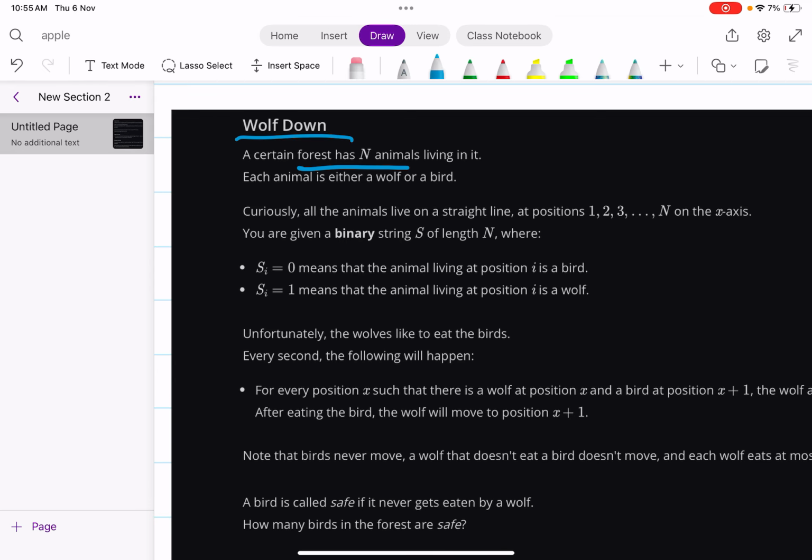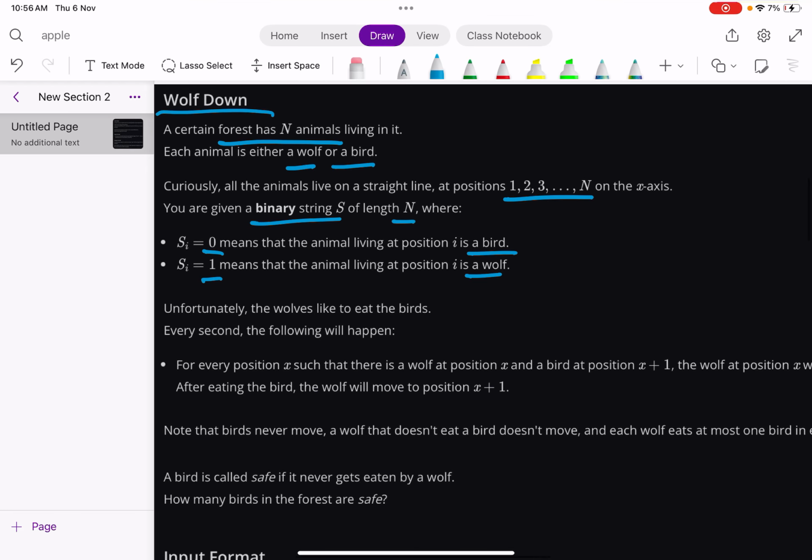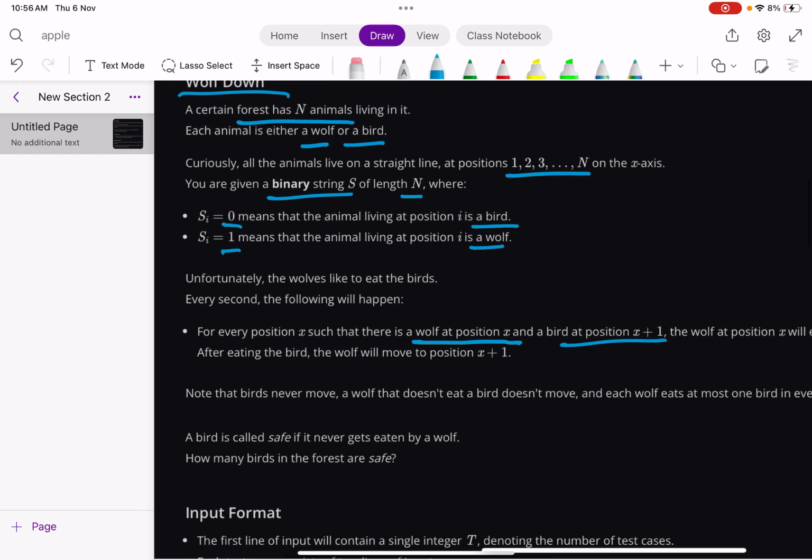There is a forest which has n animals living in it, and each animal is either a wolf or a bird. We know that every animal lives on a straight line, starting from position 1 to n, where n is the total number of animals. We are given a binary string s of length n, where 0 depicts a bird and 1 depicts a wolf. It is also said that a wolf present at position x can eat a bird at position x plus 1, and we need to calculate how many birds in the forest are safe.